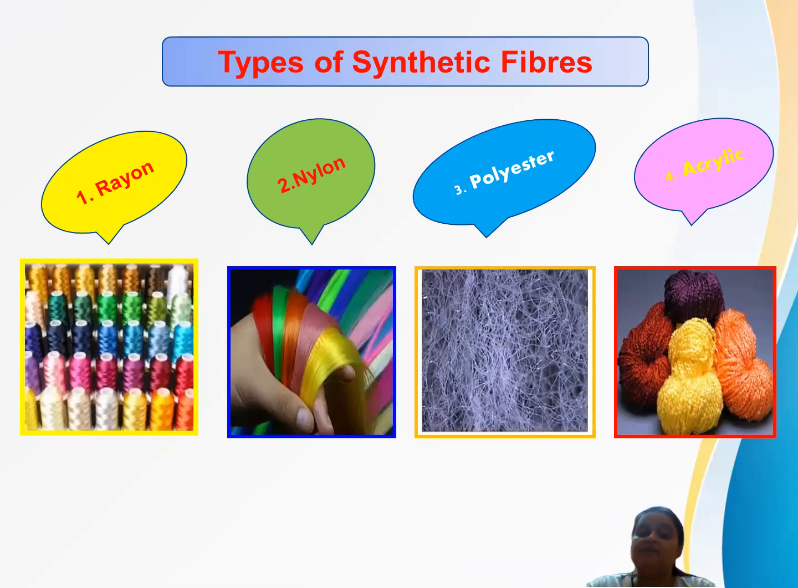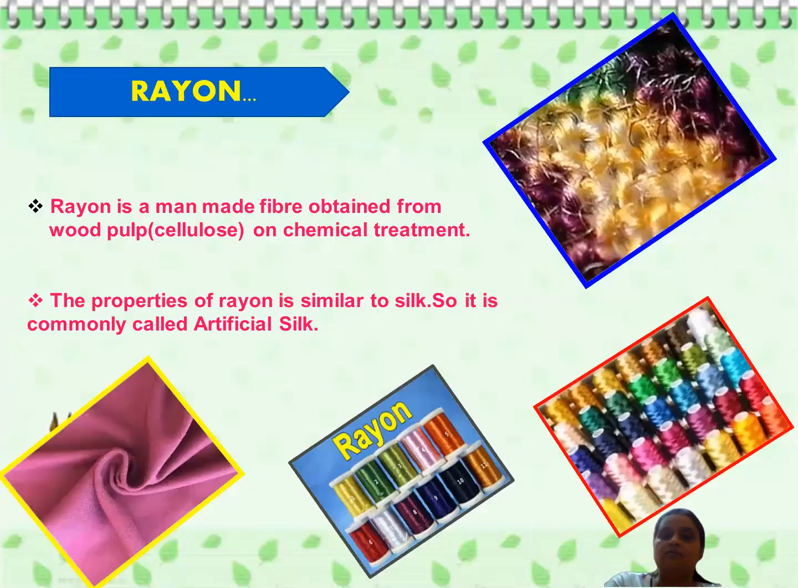Very sure, I'm very sure that you people are using the material made up of these things, because you can see the pictures also. Are you using these materials? Yeah, we are using this material. So let's go through one by one. The first is what? The rayon. Rayon is the man-made fiber.